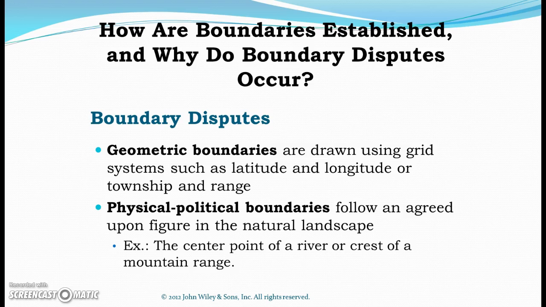Okay. The other kind of boundary that really can lend itself to this, actually in some pretty significant ways, are physical boundaries that mark political entities. So we call those physical political boundaries. And generally speaking, these follow an agreed upon feature in the natural landscape. They might be like the center of a river or the crest of a mountain range, okay? But the important piece to note is that they follow the natural landscape, and because they follow the natural landscape, that's going to lead to then some conflicts when we talk about how are things defined and the like.